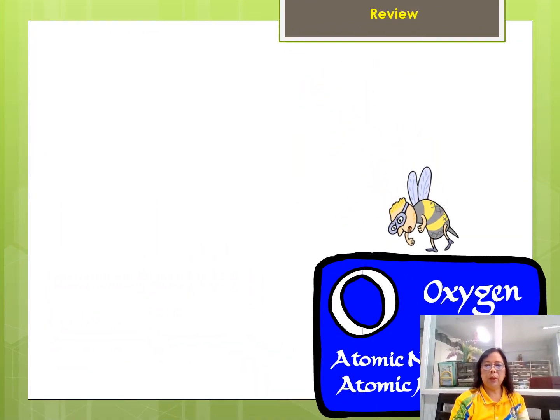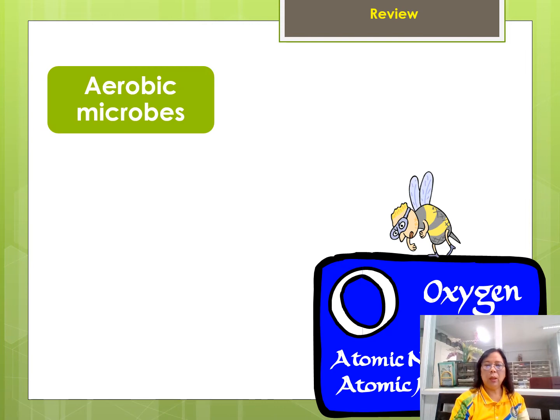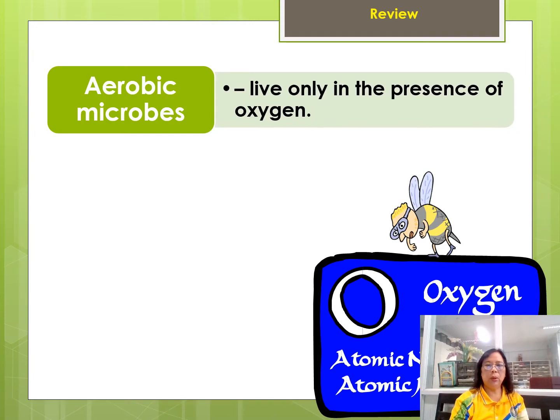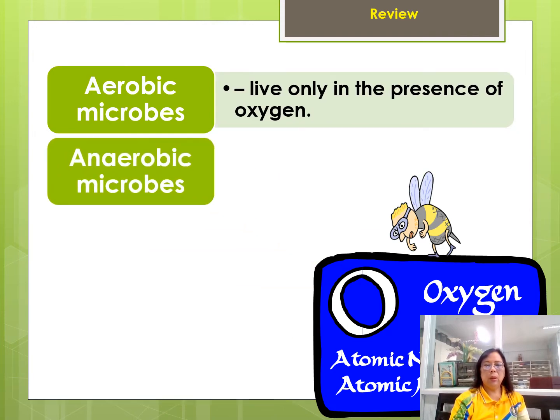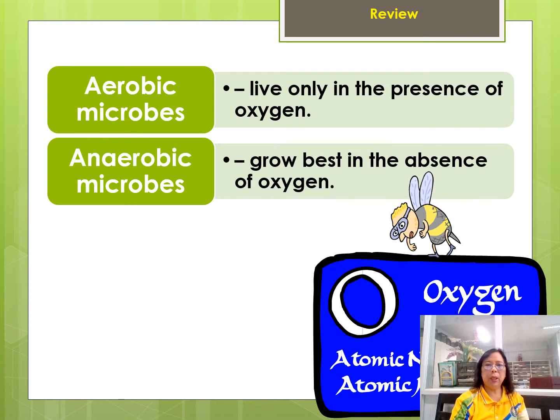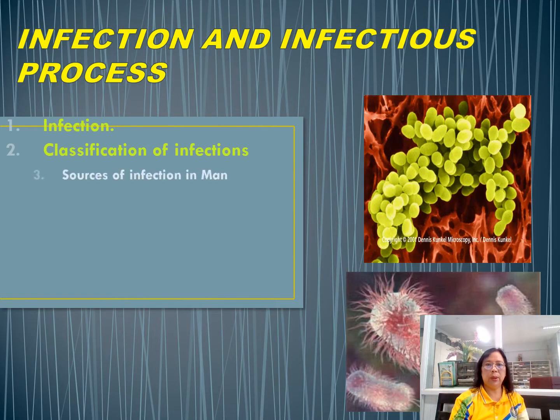Still on the review about oxygen, there are some microorganisms that we consider aerobes, and we also have the anaerobes. The difference between the two is that for aerobes, there is a presence of oxygen, but in the case of anaerobes, the microorganisms do not grow in the presence of oxygen. So the oxygen-loving microbes are the aerobes, whereas those that do not grow best in oxygen are called the anaerobes.